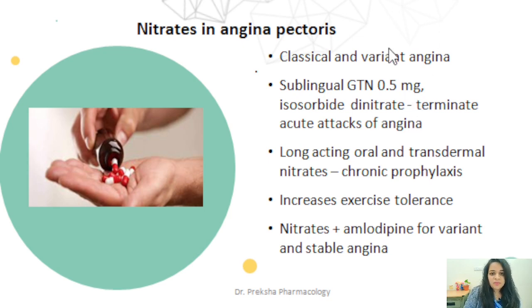Now coming to the role of nitrates in angina pectoris. These are useful in the treatment of classical and variant angina. Sublingual glyceryl trinitrate 0.5 mg and isosorbide dinitrate can be used to terminate acute attacks of angina. Longer-acting preparations like oral and transdermal nitrates can be used for chronic prophylaxis. Nitrates increase exercise tolerance. A nitrates plus amlodipine combination is used for the treatment of variant angina as well as stable angina.